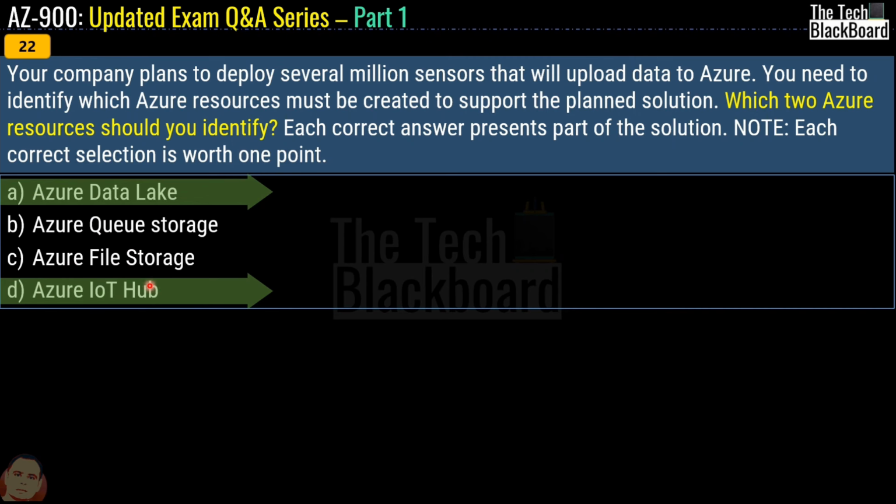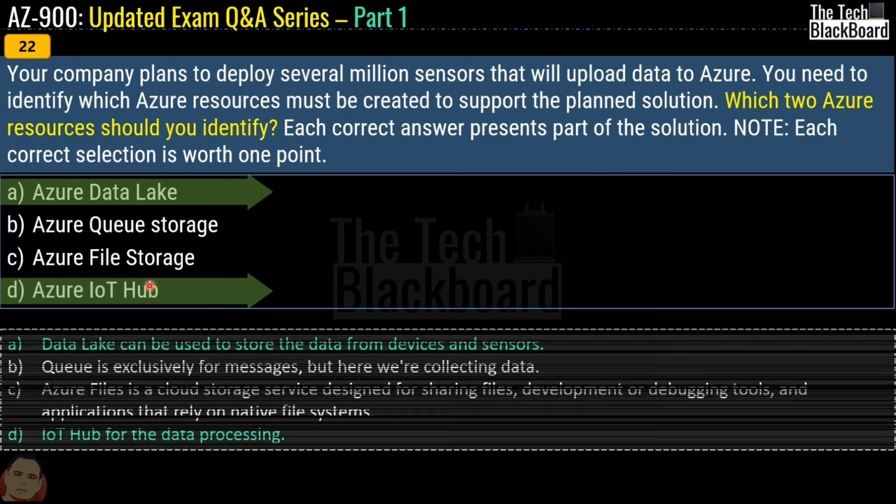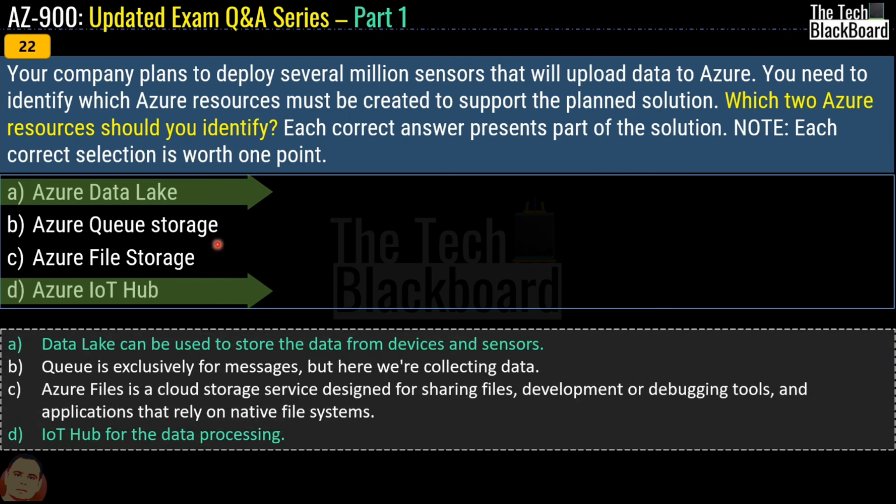Now let me give you a quick explanation for each of the options. So here I present the explanation. Looking at the first option, Azure Data Lake. Azure Data Lake can be used to store the data from devices and sensors. And you can see that we are collecting data from millions of sensors. And that's why we have chosen Azure Data Lake as a part of the solution. Coming to Azure Queue Storage, which is a wrong answer. Azure Queue Storage is exclusively for messages, but here we are collecting data. That's why it's not a correct option.